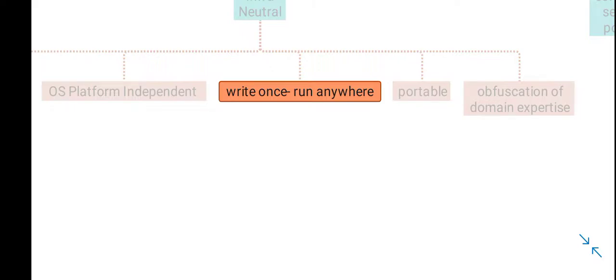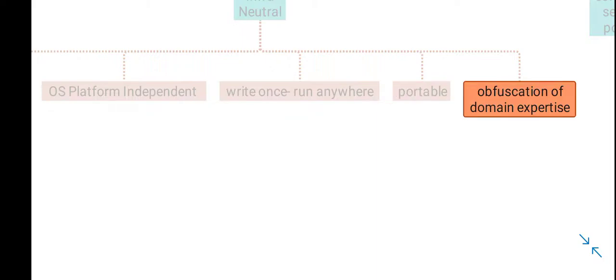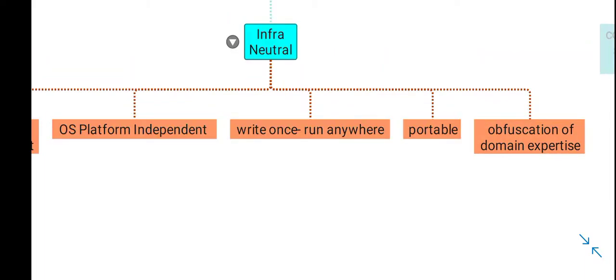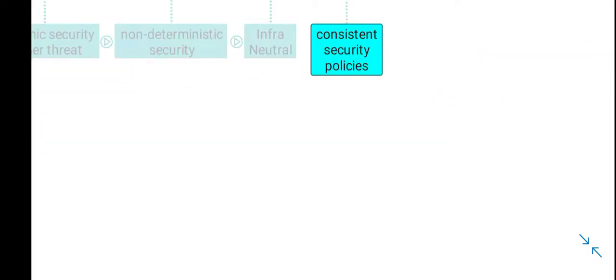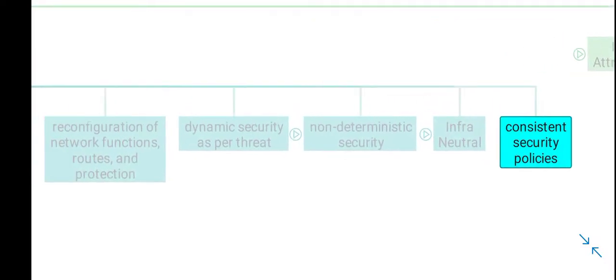So this security baseline is portable through software defined security, and also domain expertise is not needed for a particular underlying technology. So security functions are obfuscated from the underlying architecture. Furthermore, consistent security policies can be implemented.